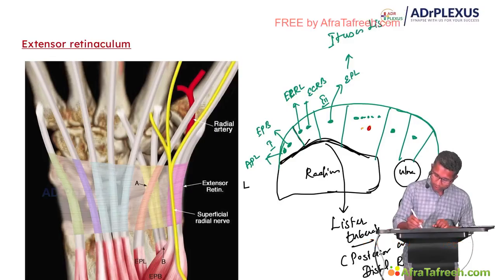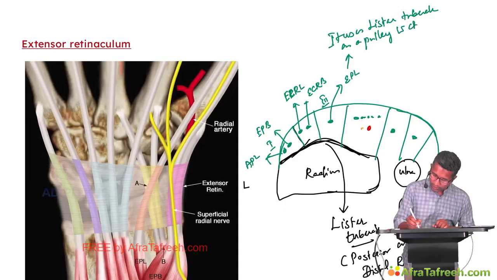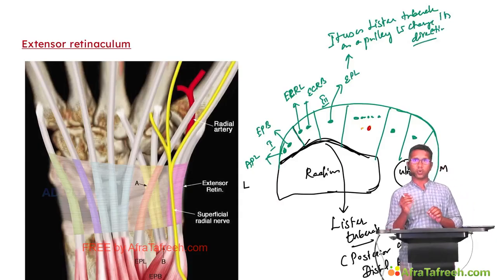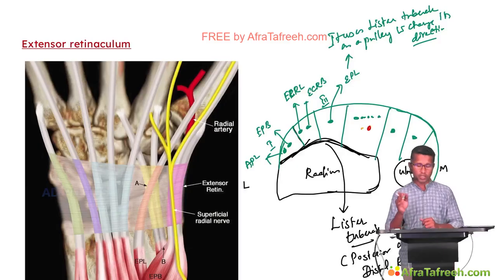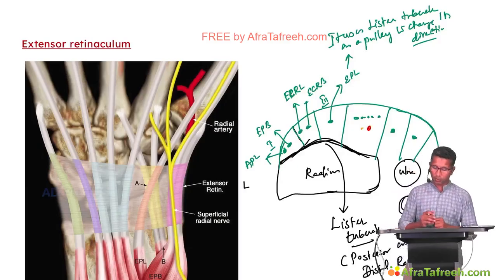It uses the Lister's tubercle as a pulley to change its direction. So the Lister's tubercle, what is the muscle that is closely related to the Lister's tubercle? If somebody asks you, the answer is extensor pollicis longus muscle.